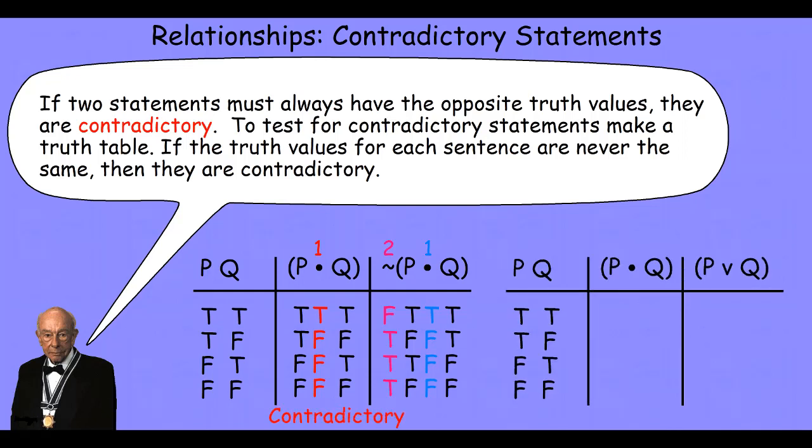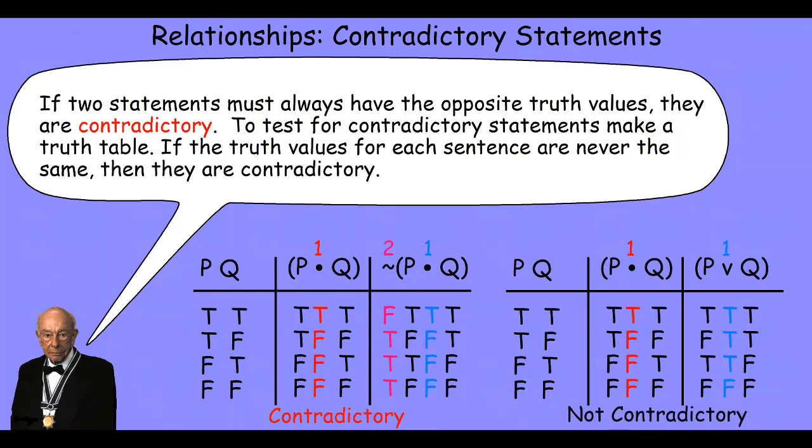Let's look at a different set of statements, these two. Again, we fill in our guide columns in the body of the truth table. Let's start with our dot, then our wedge. We look at them. Same truth value. So these are not contradictory statements.